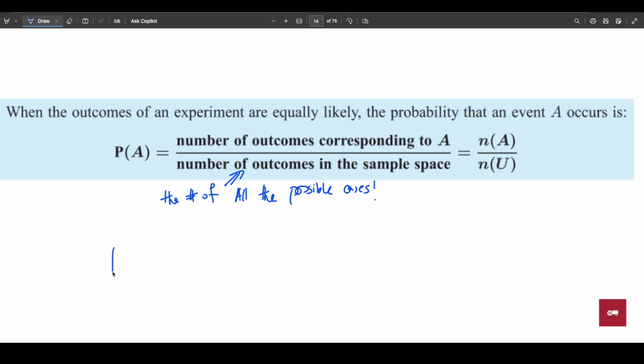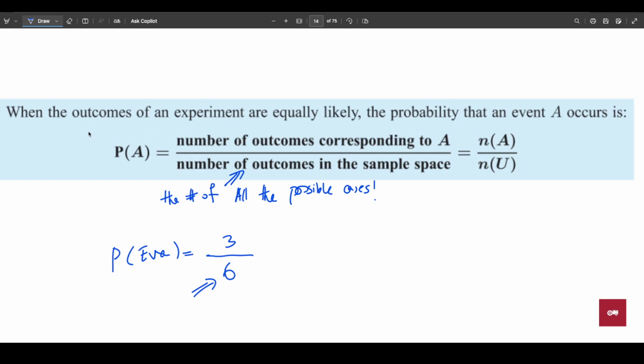Okay, so for example, for having an even number, you can say all the possible cases. You have 6 outcomes and 3 of them are even numbers. It's going to be 3 over 6. This is the very basic formula of probability.